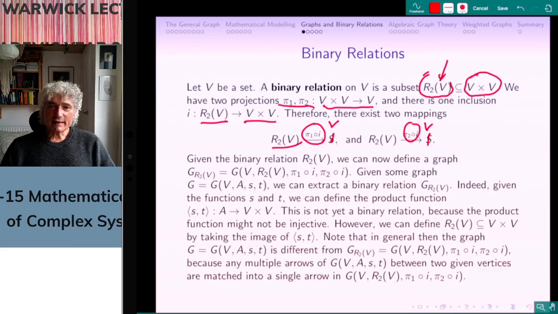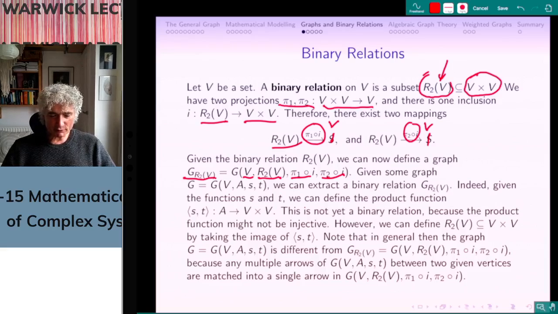Now we can define a graph which is now based on binary relations, and this can be done in the following way. In this construction we start again with the vertex set V as before, but now instead of including a general set of arrows, we include the binary relations which we have defined. And for the source and target mappings, we use pi1 chained with I and pi2 chained with I.